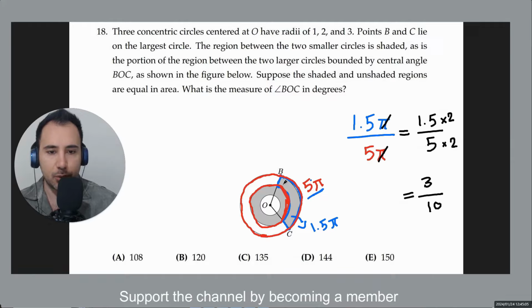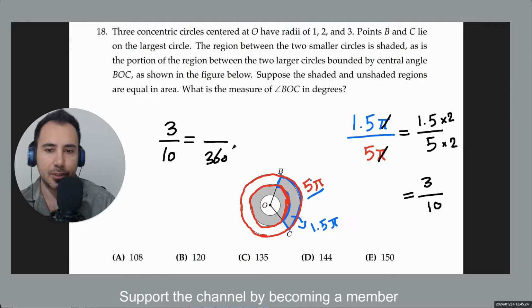So the ratio here is 3 over 10. The ratio of this blue part over all the red part is 3 over 10. Now we know that a full circle is 360 degrees. So what is this portion over here? Okay, so it's going to be 360 multiplied by 3 divided by 10.